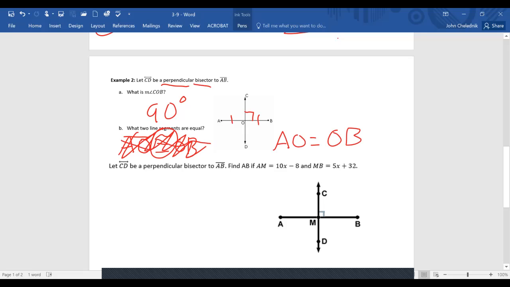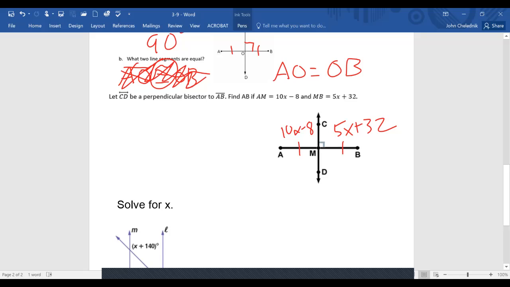Okay. Next it says, let line CD be a perpendicular bisector. Okay, the perpendicular part is marked already. The bisector part isn't, so I'm going to put that in. Find AB if AM equals 10x minus 8 and MB equals 5x plus 32. Make sure to label your picture. That's always such a good idea. So since this is a bisector, this is the same length as this. So that means 10x minus 8 actually is equal to 5x plus 32.